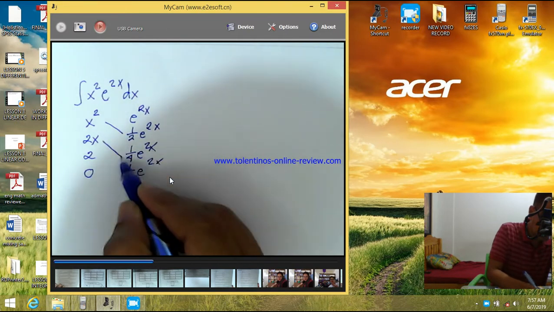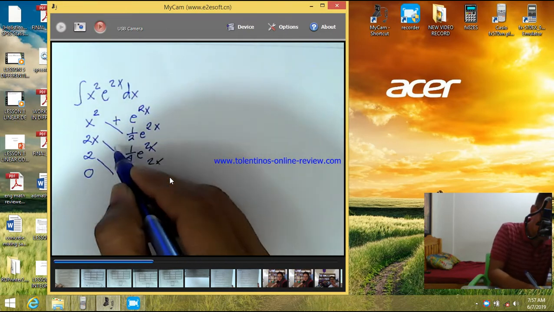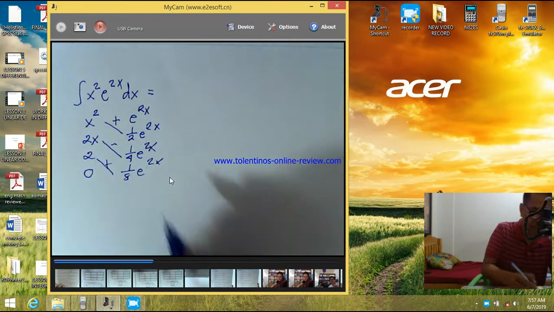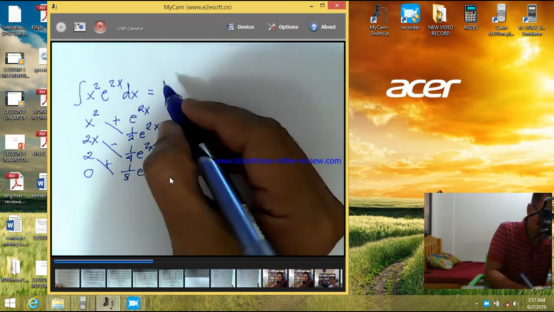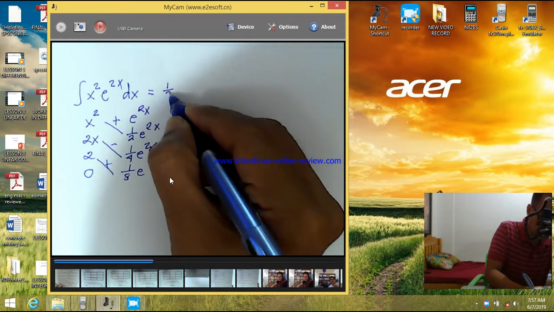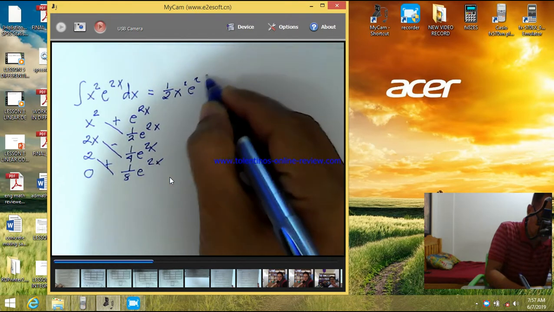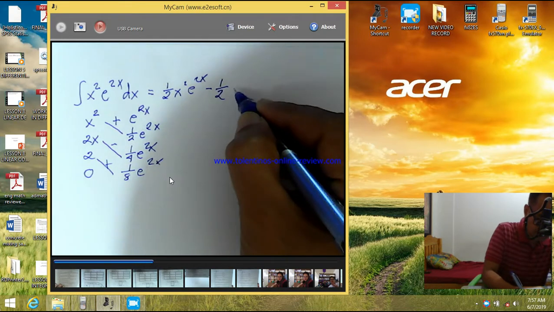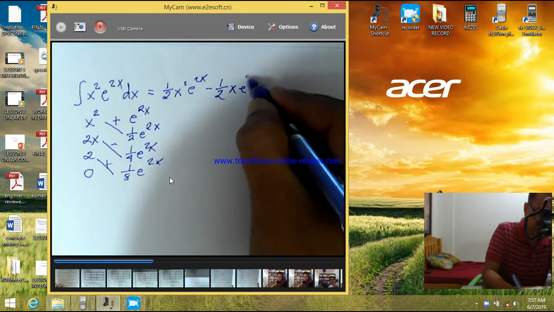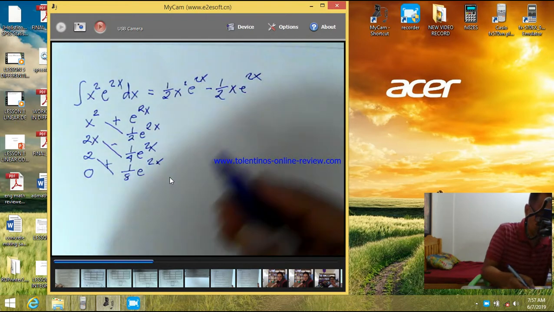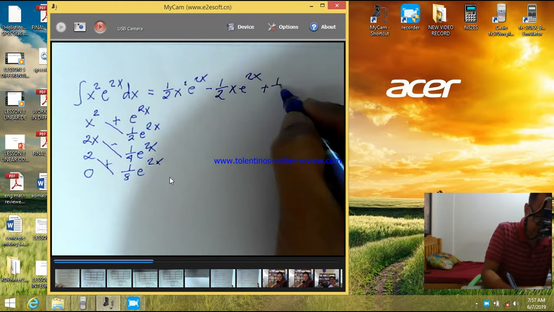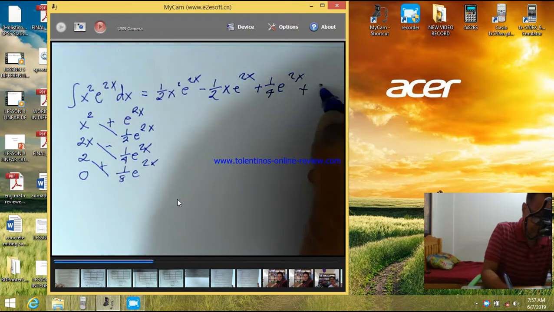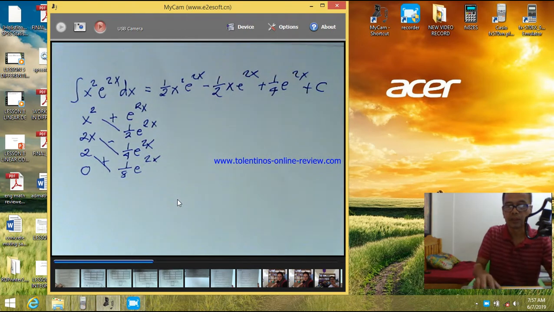Then do this method: alternate the sign, plus, minus, and plus, and now multiply. Now we're prepared to integrate. Multiply x squared times 1/2 e to the 2x, that is 1/2 x squared e to the 2x. Multiply 2x and negative 1/4, that is negative 1/2 x e to the 2x, and 2 times 1/8 is plus 1/4 e to the 2x, and then plus c. Alright, that is the integral.